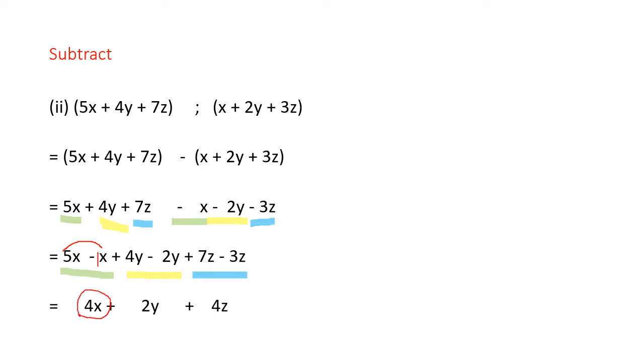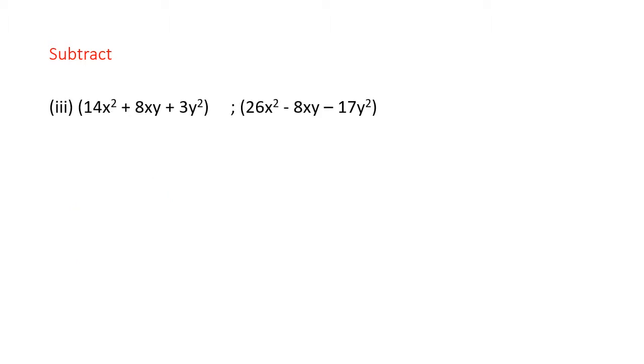Okay, 4x. Then 4 minus 2 will be 2, and the sign of the bigger number is positive, so we don't have to worry. And 7 minus 3 is also 4, and the bigger number here is 7, which is positive, so that will be positive in the answer. Okay, so I hope everyone is clear with this.